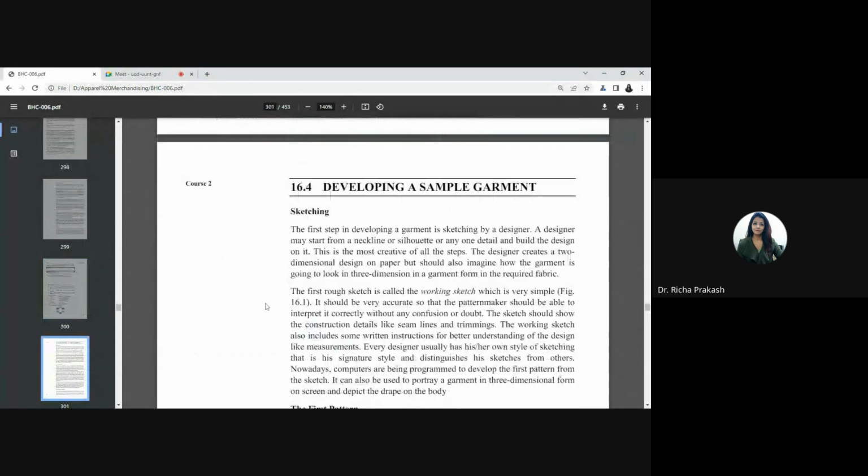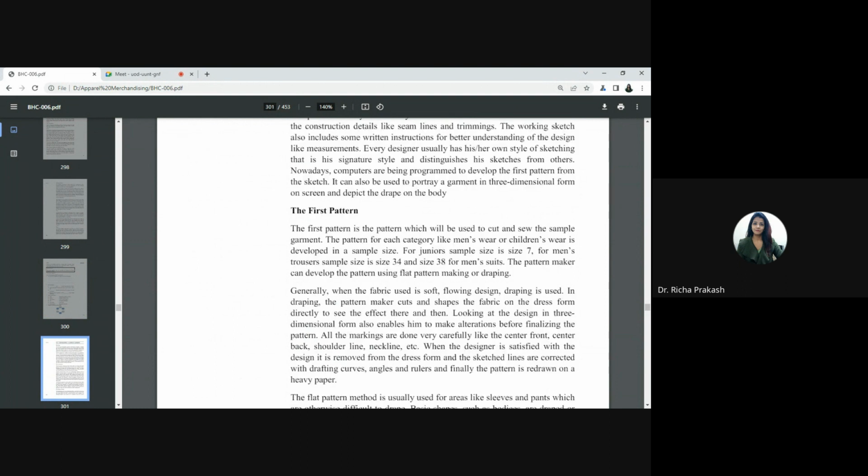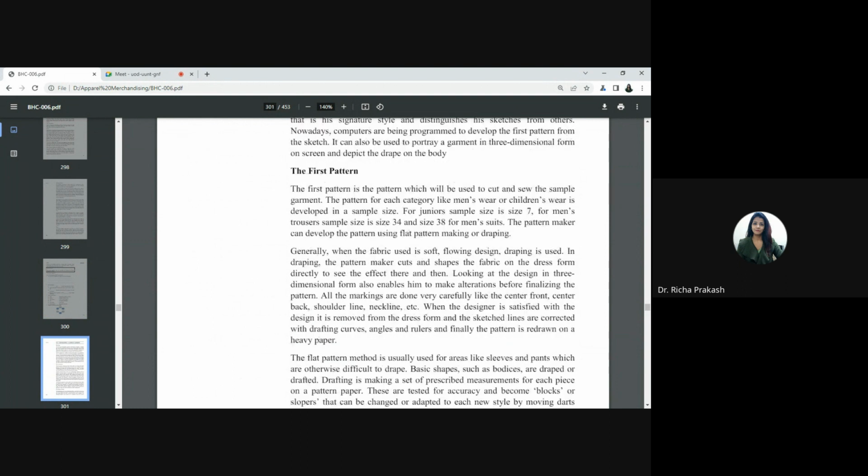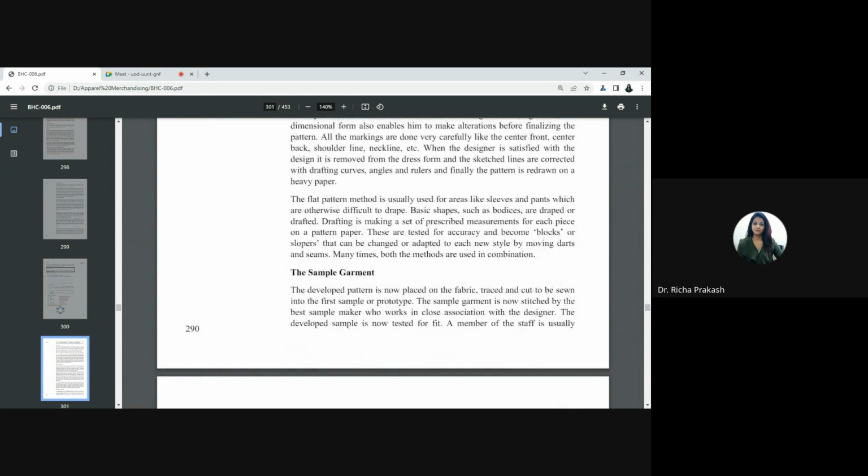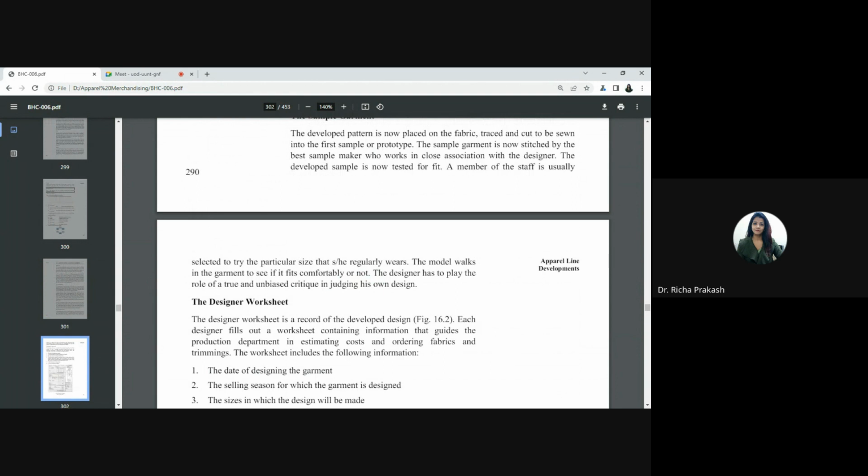Color wheel we have already talked about, primary, secondary, tertiary colors. Then developing a sample garment. Whenever one has to make a sample garment, the first step is your sketching. So what the designer or the people working under the designer do is make sketches of different types of garments. The first pattern is made, and this pattern is converted into a sample garment. So based on that pattern, a sample garment is made.